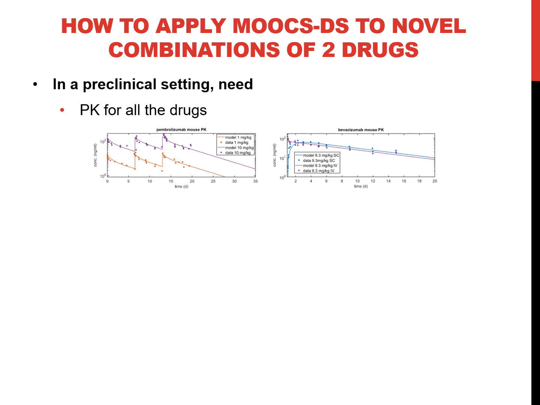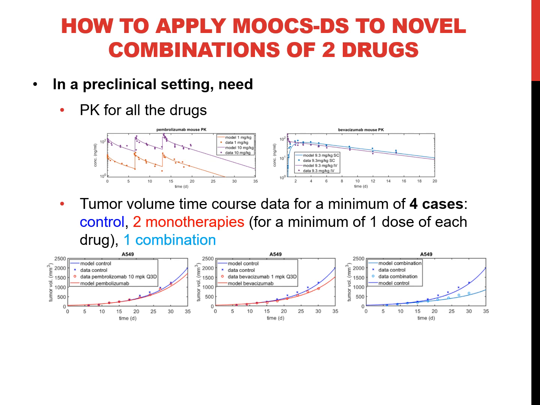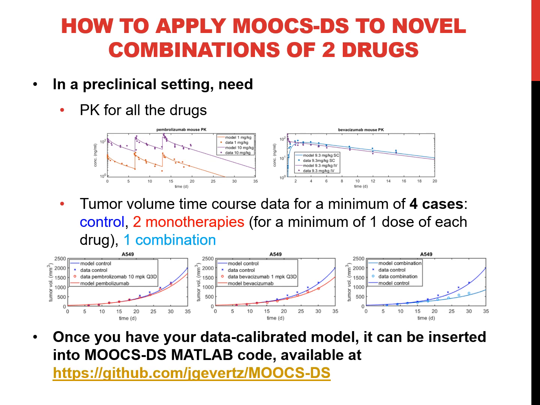Okay, so what do I need? I need PK for all the drugs. Obviously, we saw that. And I need a minimum of 4 cases. I mean, 4 more would be better, but at least 4. Control, 2 monotherapies, a minimum of 1 dose of each. Again, more is better, more confidence in parameterization, at least 1 combination. With this, once you have your data calibrated model, it can now be inserted into our MATLAB code, which is available at this link in this paper of ours. And you can figure out your doses and combinations and test them out.